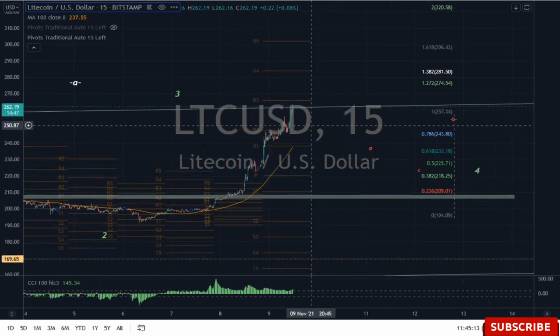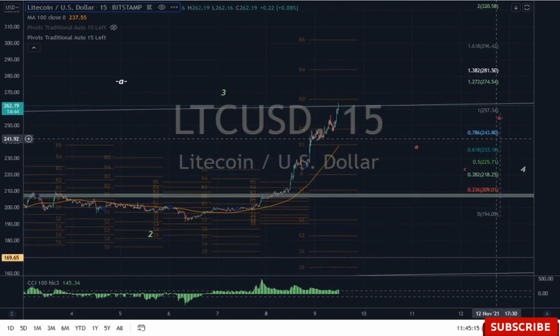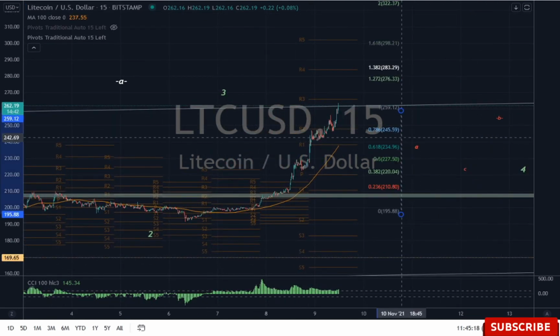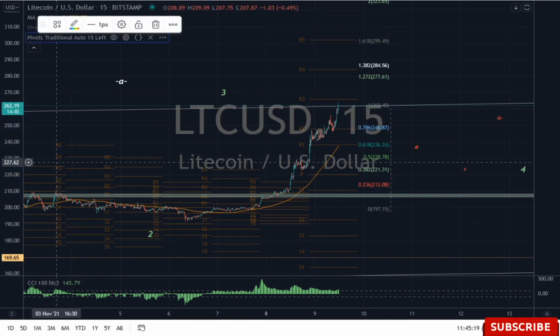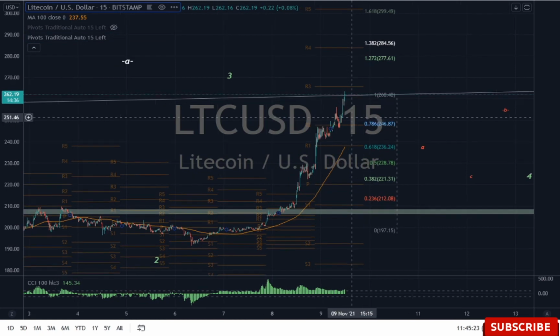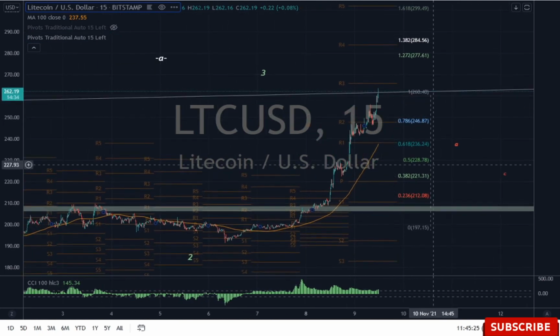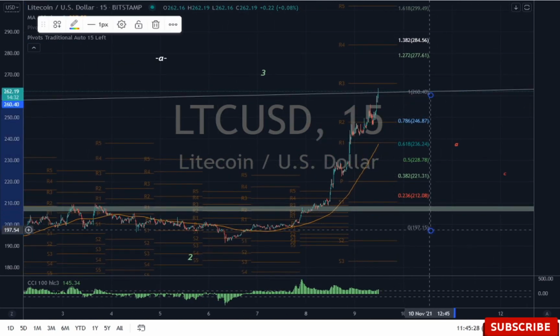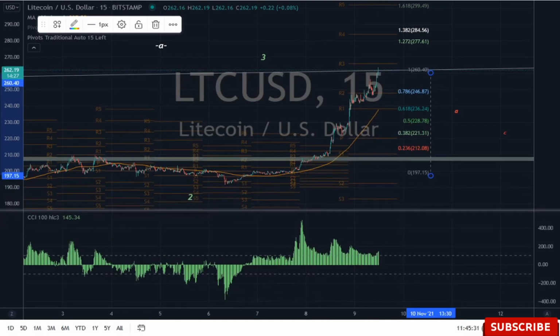All right, so it's just like with Ethereum. At some point there's going to be a high degree correction, but not now, not yet. So if you're already long, you just want to hold on to your longs to the final projection of the current motive wave 3.